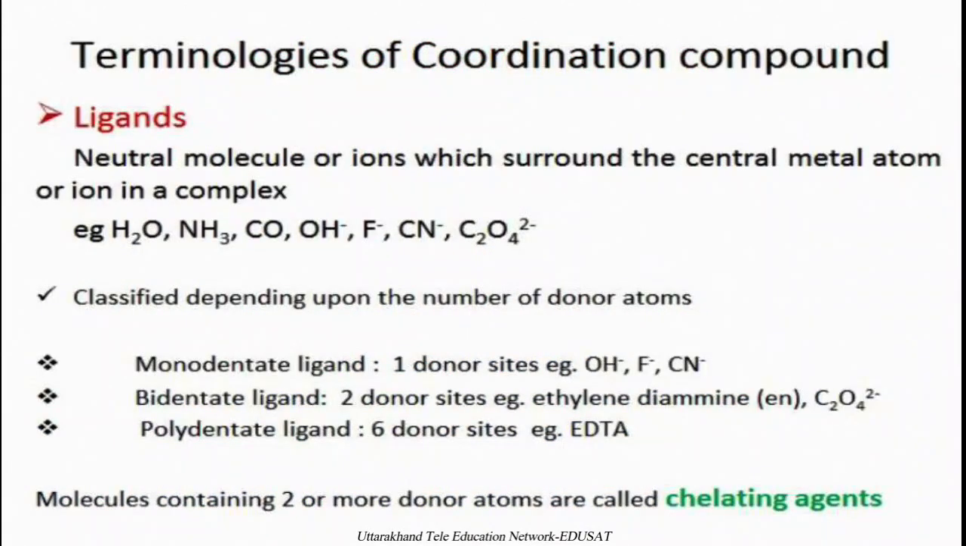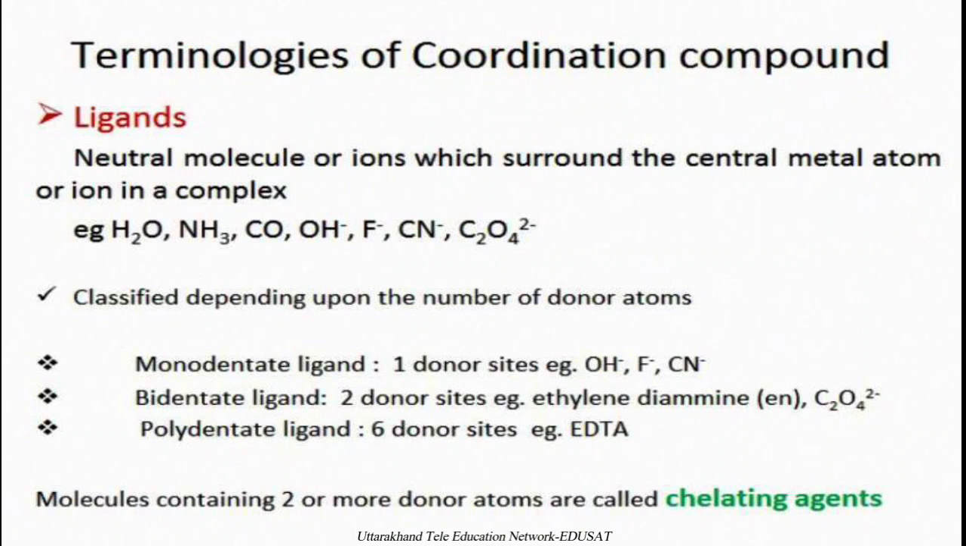There are several terminologies that we use in coordination compounds. To define these terminologies, we have to discuss some of them. First, ligand. What are ligands? We use several types of ligands. A ligand is a neutral molecule or ion which surrounds the central metal atom or ion in a complex. For example, water, ammonia, carbonyl, hydroxyl, fluoride, cyanide, and oxalate.